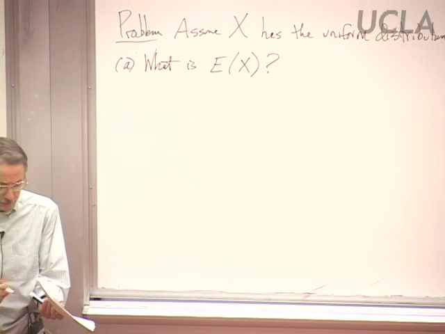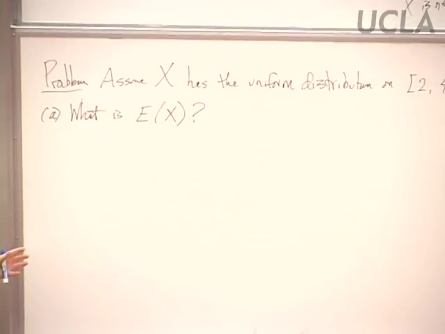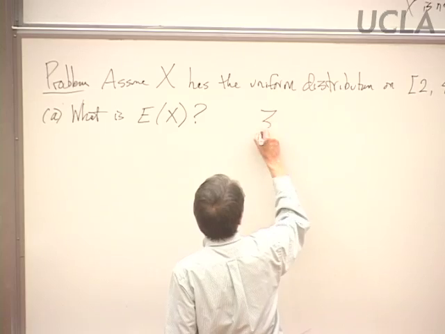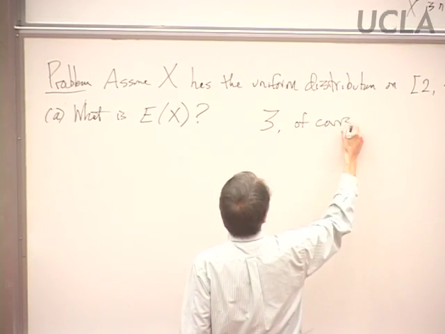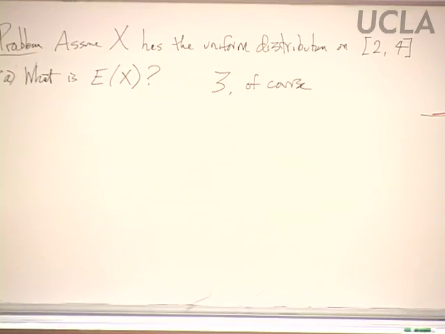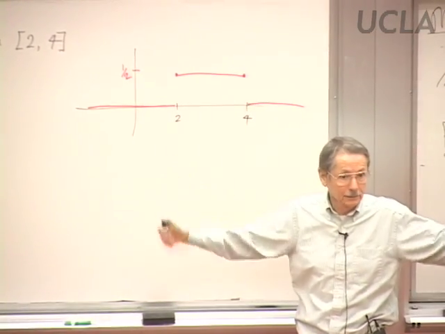Well, what's the expected value? We're going to give it a fancy treatment, but if you'd guess, you'll be right. What would you guess? 3, of course, right in the middle. The expected value should be the average measurement, and if it's uniform from 2 to 4, the average should be right in the middle.